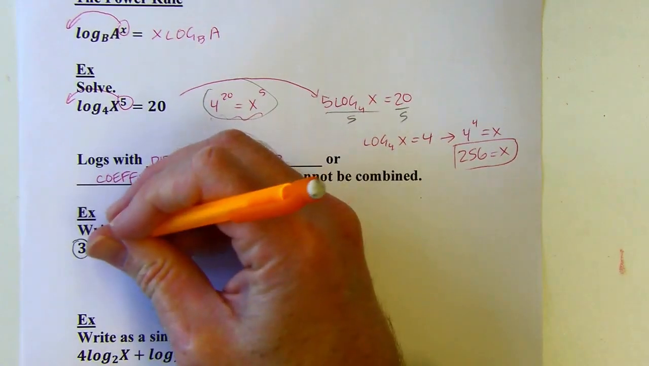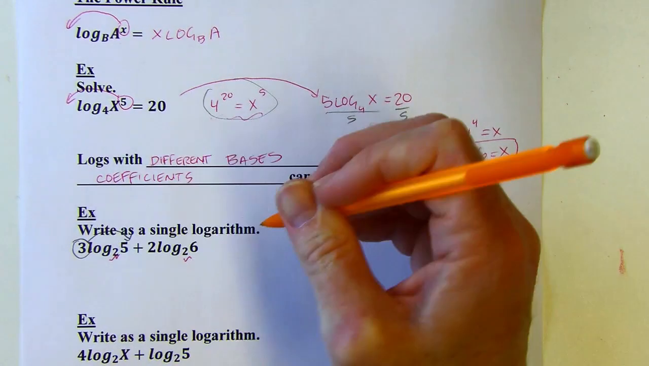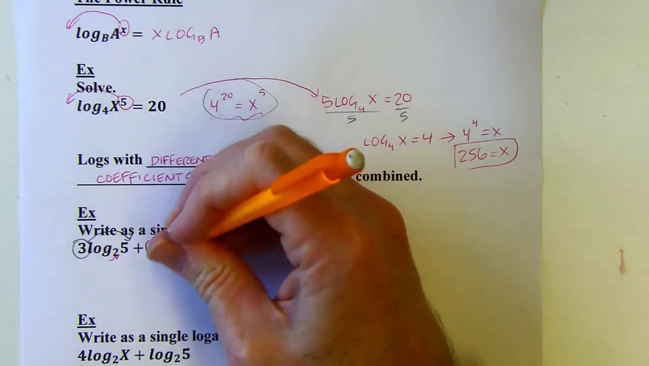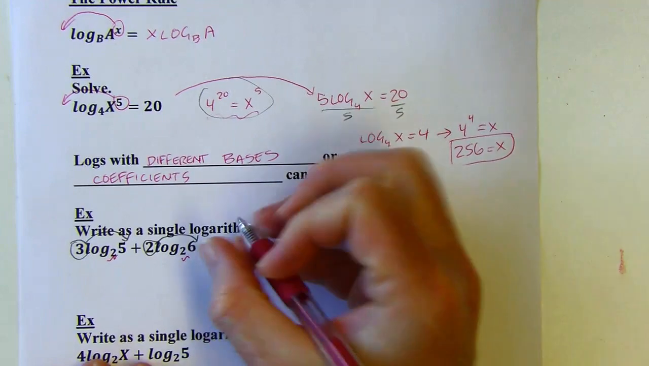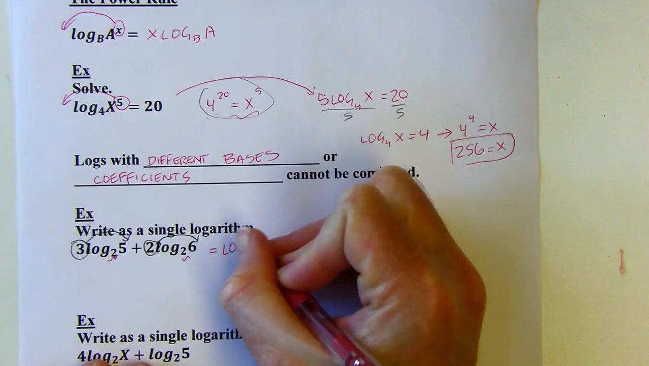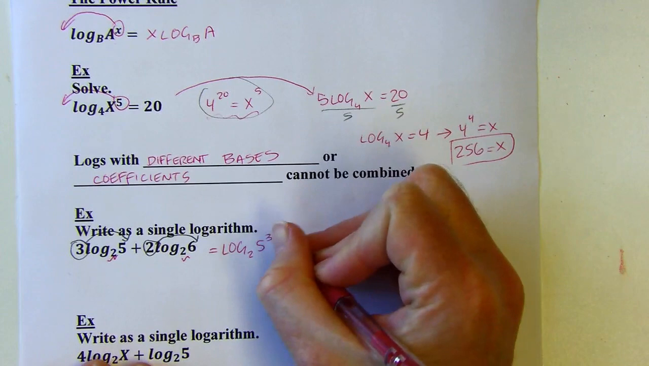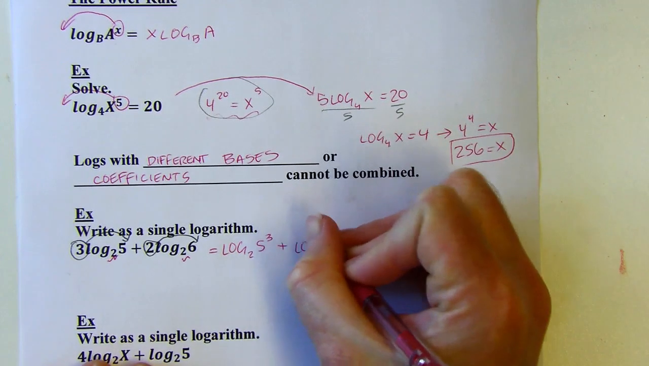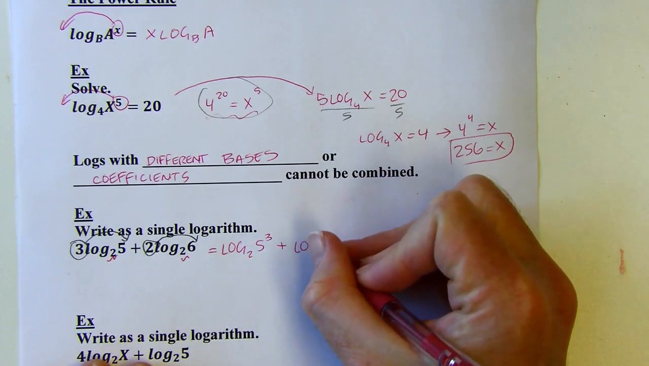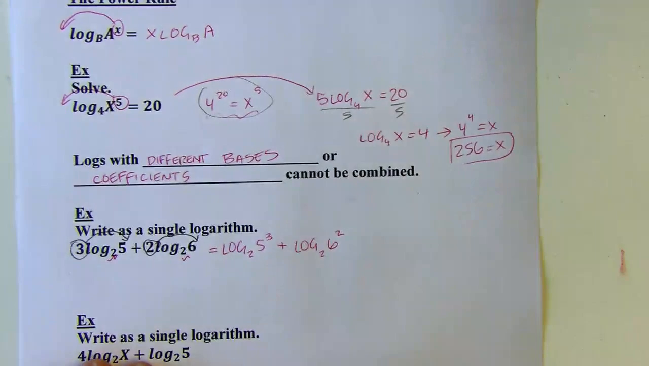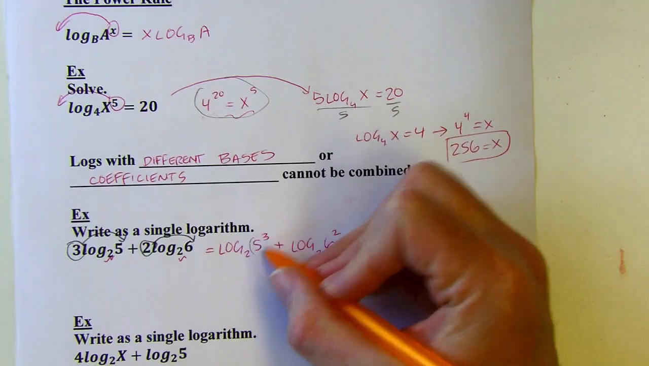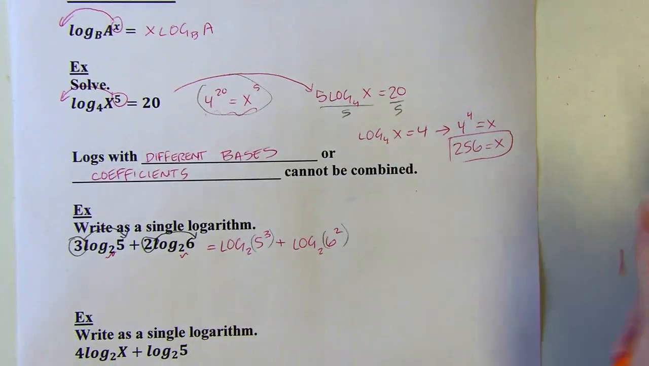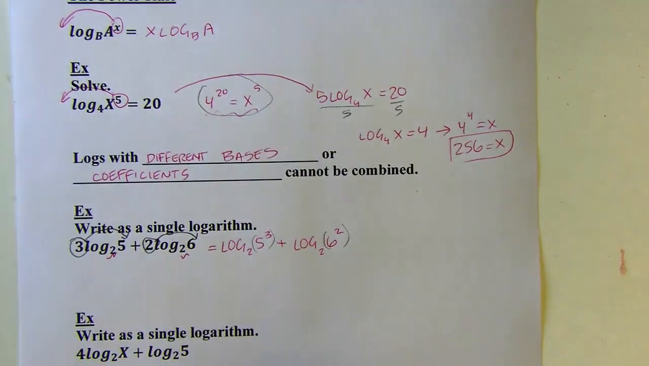Okay, so what I want to do is use the power rule. I'm going to change that 3 into an exponent. I'm going to change the 2 into an exponent. So now I'm going to have log base 2 of 5 to the 3rd plus log base 2 of 6 to the 2nd. Okay? Now I can combine these. Okay, and you have an option. You could simplify 5 to the 3rd and 6 to the 2nd right now if you wanted to, or you could do it later. It really doesn't matter. You just want to do that at some point in the problem.